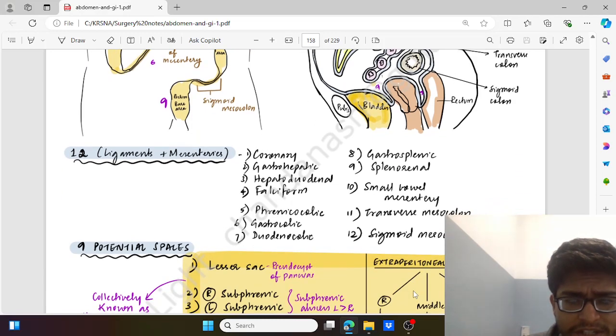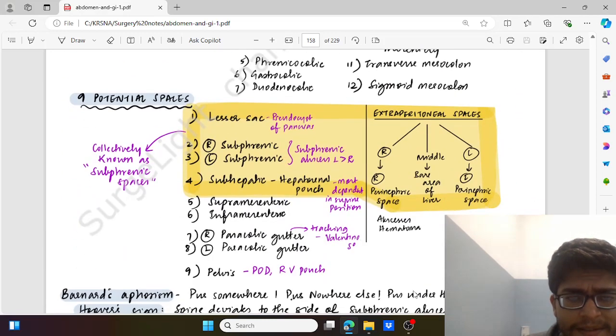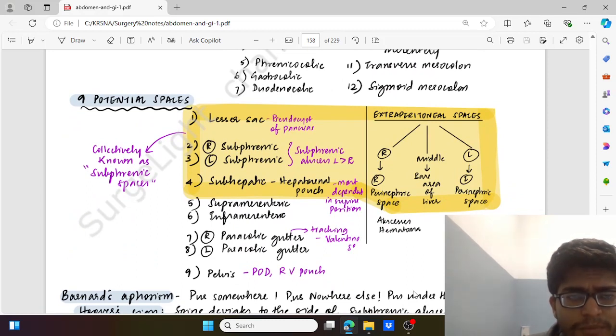Now we'll see the potential spaces. We have 9 potential spaces which we'll see in detail. So what are these potential spaces? The lesser sac, which is also known as the pseudocyst, where the pseudocyst of pancreas occurs. Then the subphrenic, which is right and left, just below the diaphragm, between the liver and the diaphragm, and are common for abscess formation.